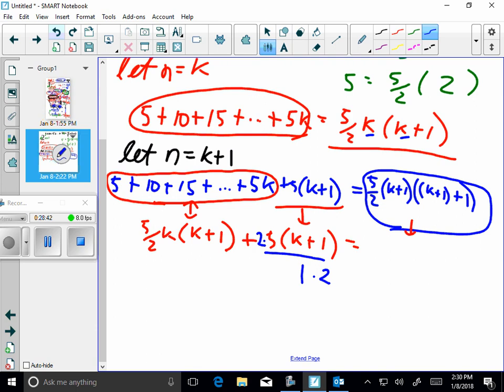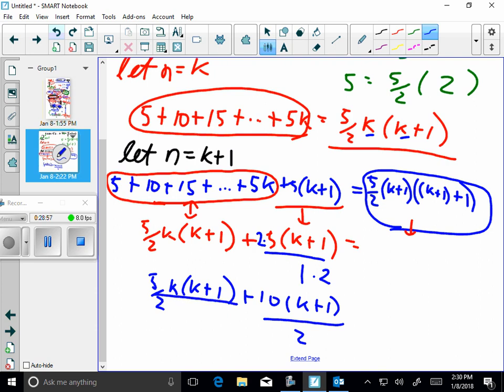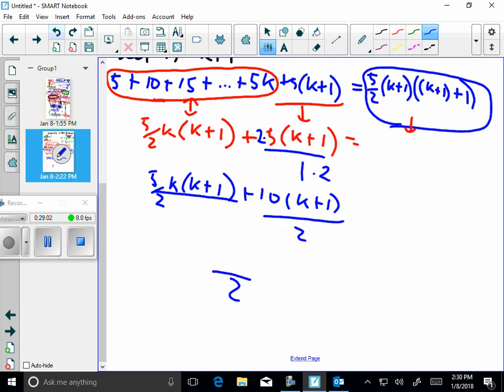And now I'm going to rewrite it. 5 over 2, k plus 1, plus 10, k plus 1, all over 2. And since it's all over 2, and this one's really all over 2, then they have a common denominator, and it's 2. And what's on top? Don't multiply this out now.